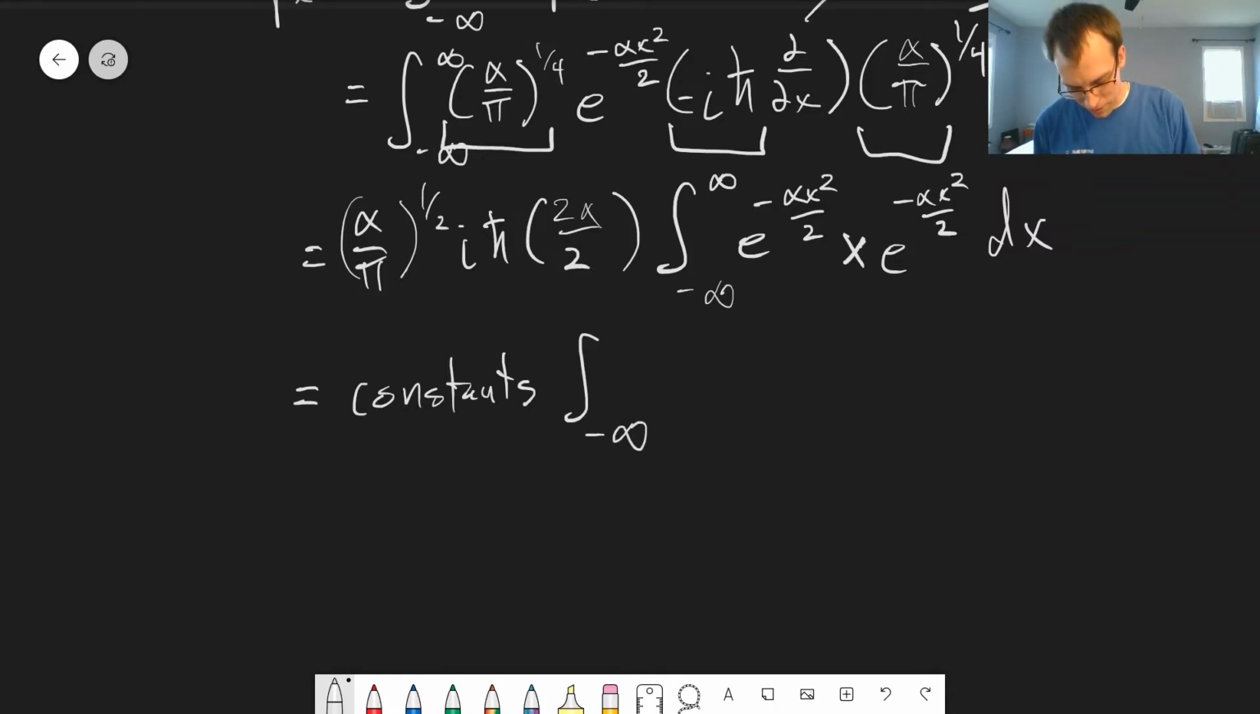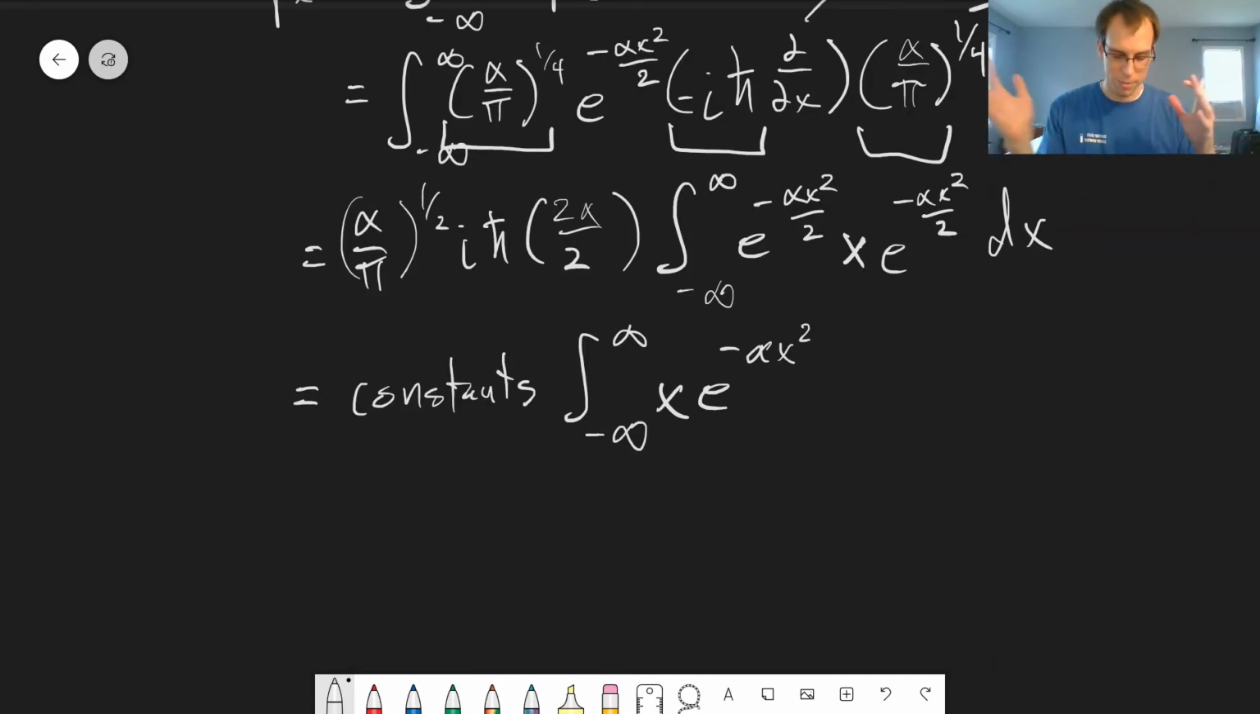Integral from negative infinity to infinity, x times e to the minus alpha x squared. So when we multiply those exponentials together, the things up in the exponent multiply together, so there's two of them, so it's like the same thing as squaring it. Okay, and so right here I'm going to introduce a technique that's very useful.